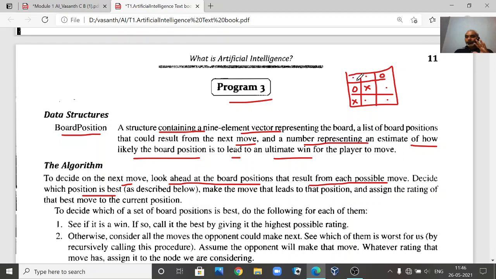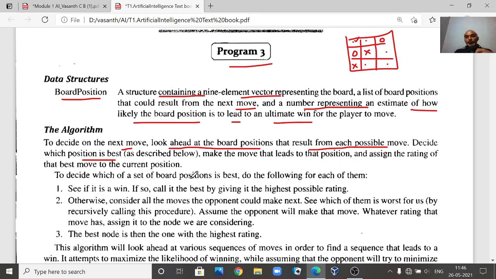If he places X here, then O is going to take a turn. What will be the board positions? What will be the board configurations? And what is the best move? If he keeps X in this, will it be the best move for X so that he can win the game or make a draw, right? If this is the best move for X, obviously this will be the worst move for O, so it is vice versa. This is what we are going to do. From the current position, what is the best position? To decide which of the set of board positions is best, the following is done. How are we going to decide that a particular position is the best?